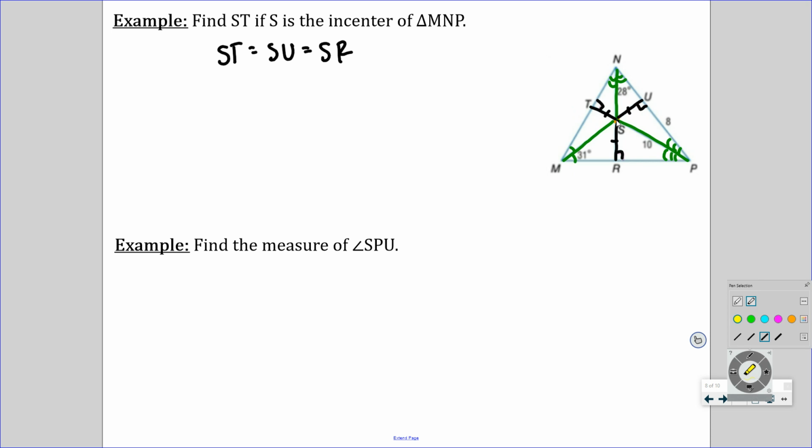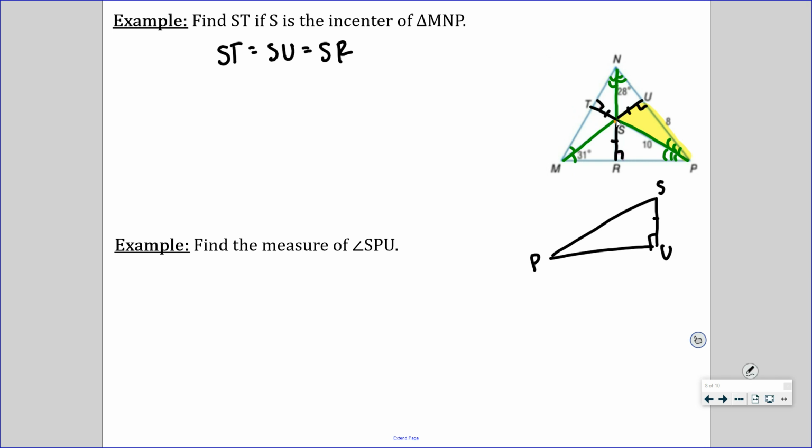But I want you to zero in on this little triangle right here. I'm going to highlight it. Because if I were to blow up that triangle, it would look like this. This would be S, P, U. We know this is a right angle, there's my tick mark, and we know U to P is 8, and we know S to P is 10. If I were to blow it up, it'd look like that. I have a right triangle here. Any ideas of how I could find that distance?